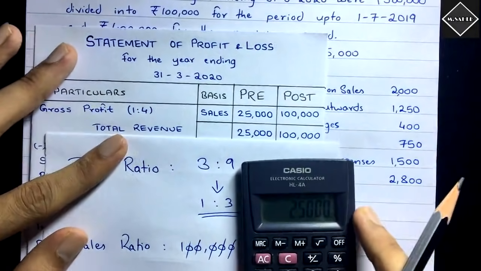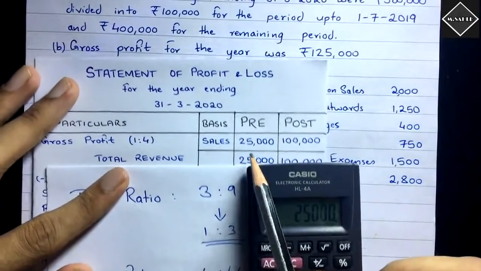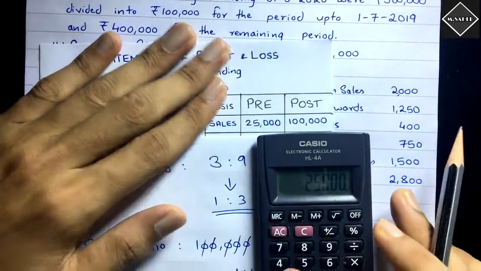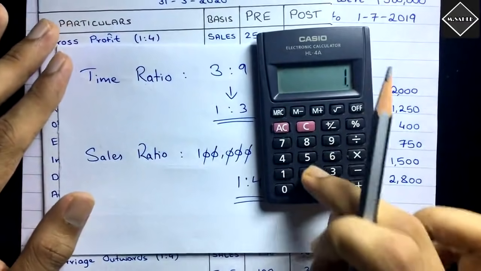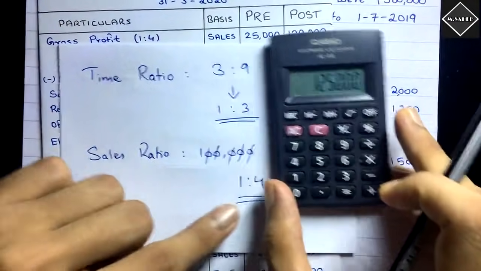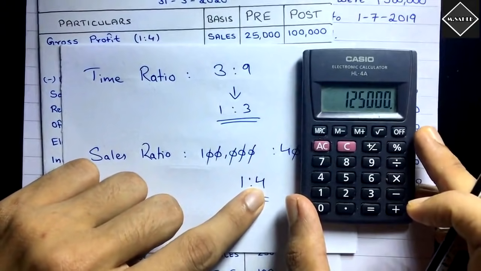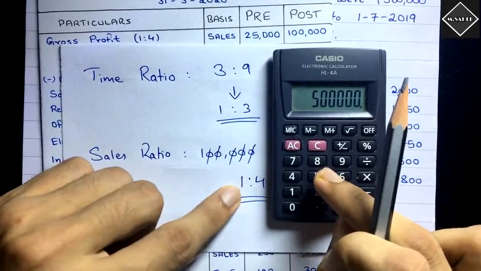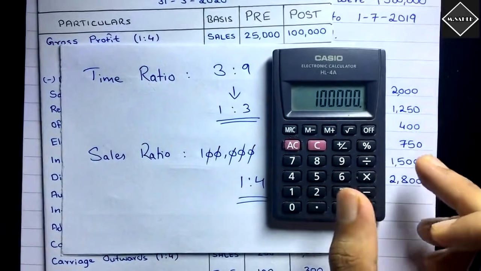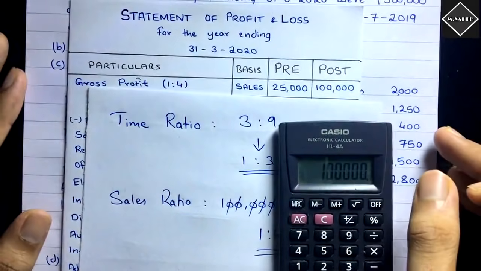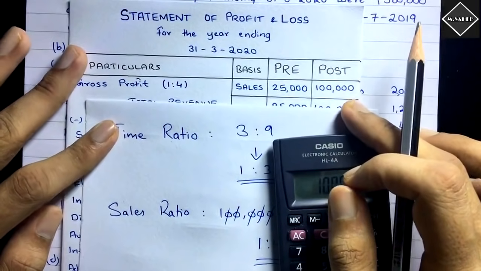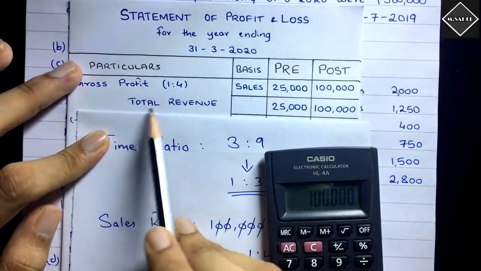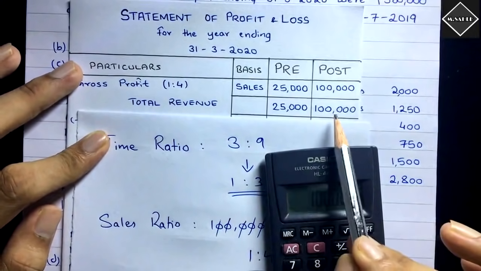Now how to calculate the post? You can just subtract this 25,000 from the 1,25,000 and you will get 1 lakh. Or to verify it, 1,25,000, the total gross profit, into the post ratio. What is the post ratio? 4, so into 4 divided by 5, 1 plus 4, that is equal to 1 lakh. So 1 lakh will go to the post column. We have only one income, so this is the total revenue, 25,000 in pre and 1 lakh in the post column.